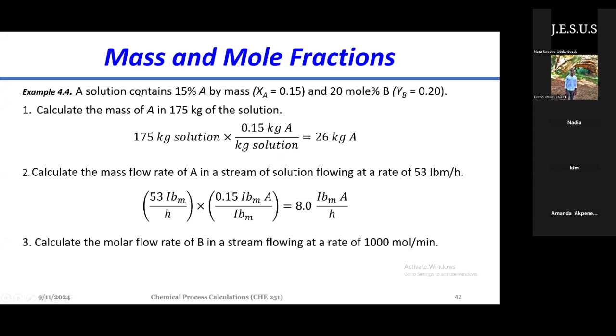So with this question, if the solution contains only A and B and the mass percent of A was 15%, the mass percent of B will be 85%. And then if the mole percent of B was 20%, then it means the mole percent of A will be 80%. Take note of this: mass percent is not equal to mole percent. So in the same mixture, it can have 20% by mass of A and 80% by mass of B, but then their mole percent will differ.